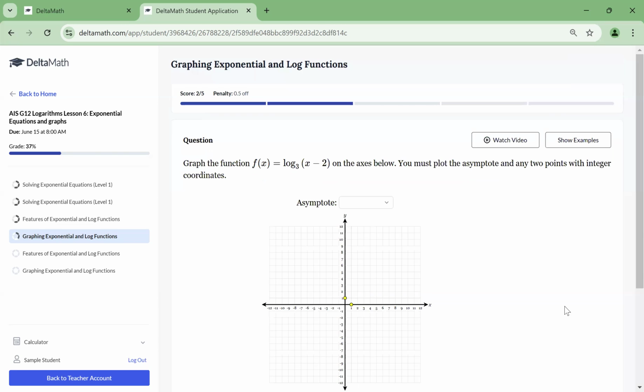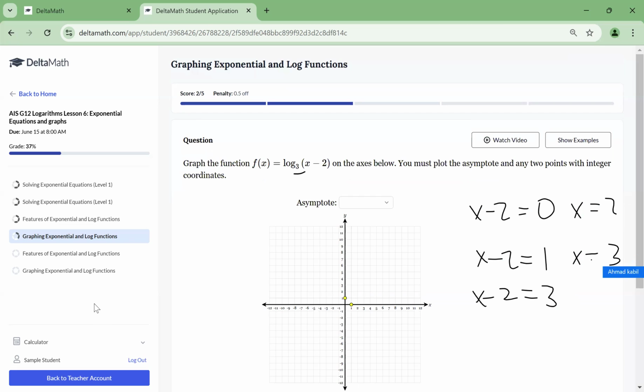Let's try a third problem. Here we have log base 3 of x minus 2. Again, we want the x minus 2 to be equal to three interesting values, which are 0, 1, and 3. In this case 3, because 3 is the base. So for each of these, here x is 2, here x is 3, and here x is 5.